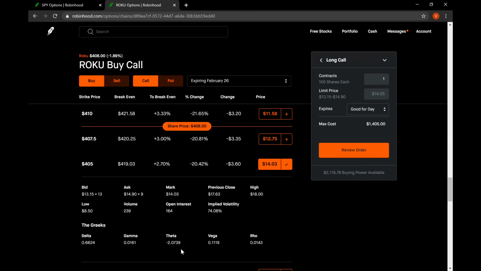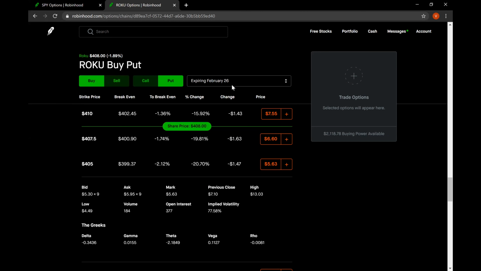So that's why I recommend, unless you're certain for sure that the stock is going to go up after hours, don't just swing anything, and that theta is going to burn away at your premium. And for this contract, delta, for every dollar Roku goes up by, you make about $66.24.